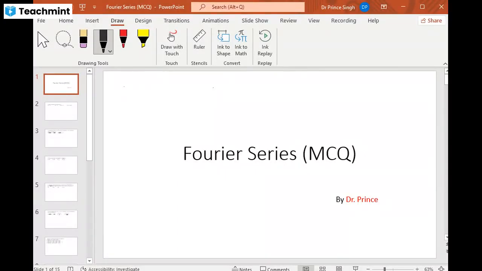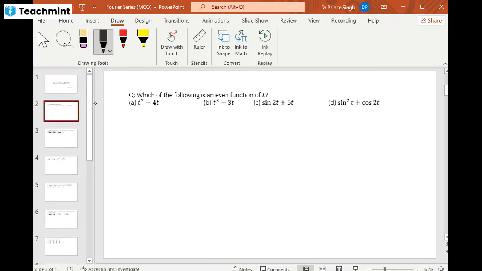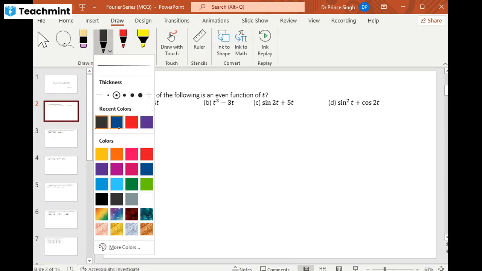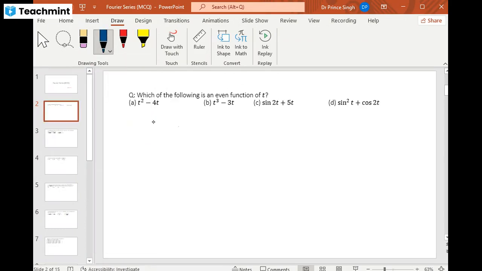Hello students, in this video I'm going to discuss some MCQ type problems based on the topic Fourier series. So let us start with this topic. The very first problem based on this topic is: which of the following is an even function of t? Here we want to check which of the functions is an even function.